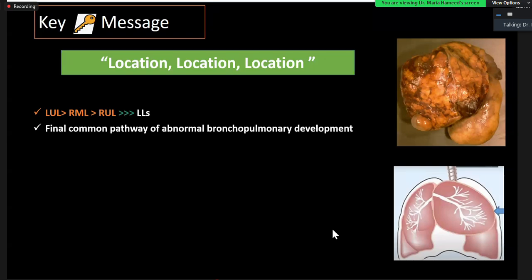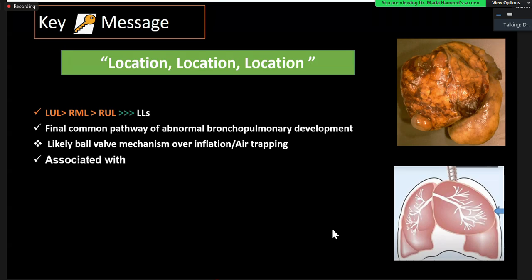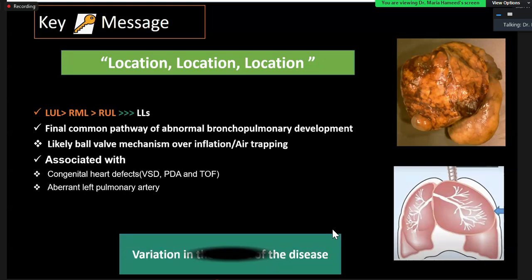Okay, so this was a common bronchopulmonary developmental pathway abnormality. Again, it has a ball valve phenomenon, and it is associated with certain cardiac abnormalities. So you need to look for that also, and you need to go for an echocardiogram in order to confirm those.